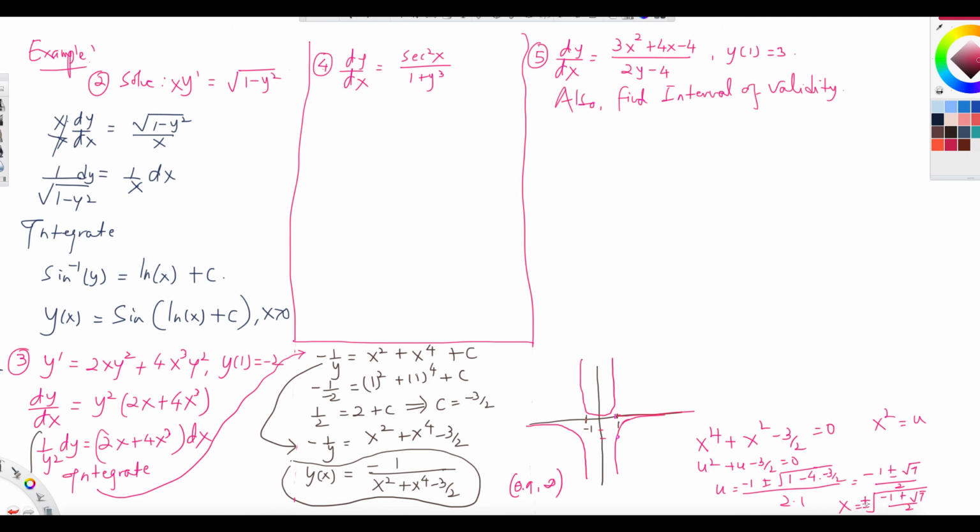So which value of x? There are two values of x. One value of x is the square root of negative 1 plus root 7 over 2, positive, and then another is the negative of that. So this is the negative of that, right? So where is that? You know what? This graph is not very accurate. Actually, this was like this. Okay.